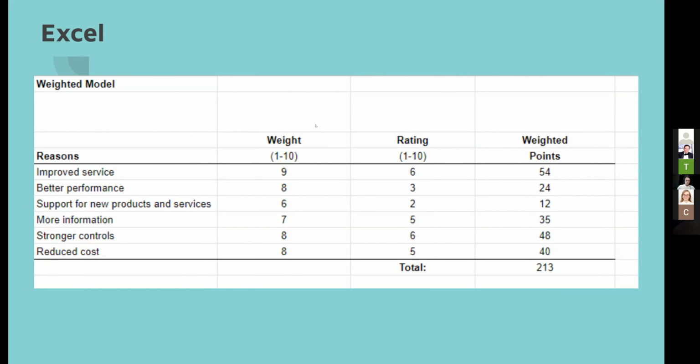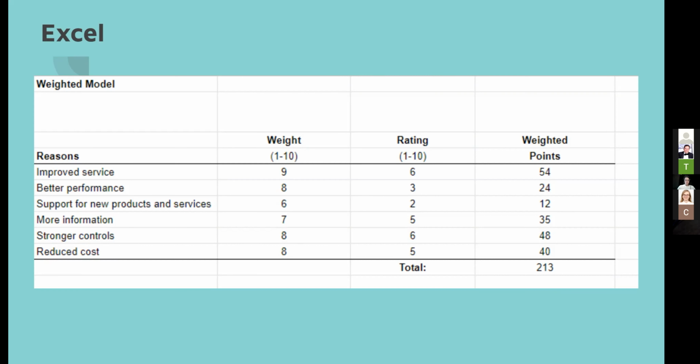Since the registration system is outgrown and old, we rated improved service 6 because of the lack of capacity. For performance, the registration system has to be really slow, especially during registration time. These two are really important to give students an efficient and quick registration system. That's the reason why the weights are 9 and 8.